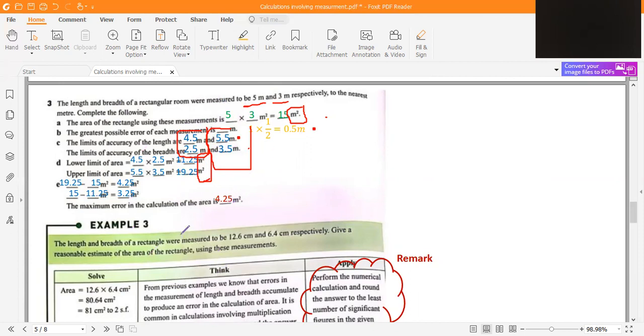Okay, and finally we calculate the maximum error. The maximum error in the calculation is the maximum between the errors that we obtain by subtracting the true area from the upper limit of area, and by subtracting the lower limit of area from the true one.